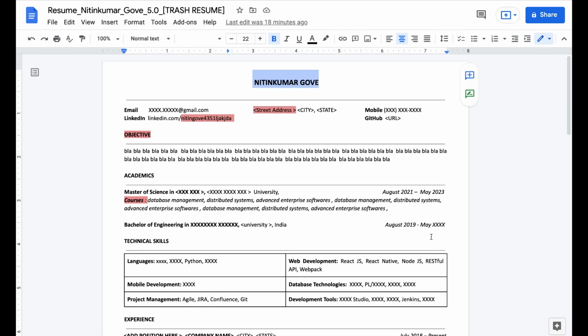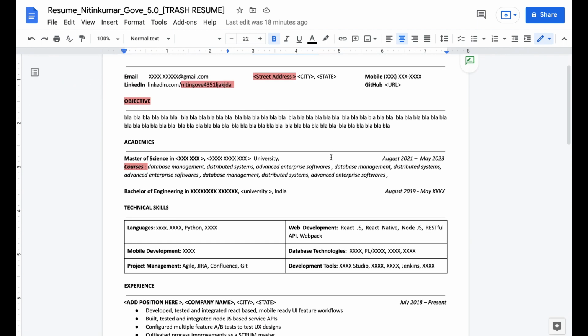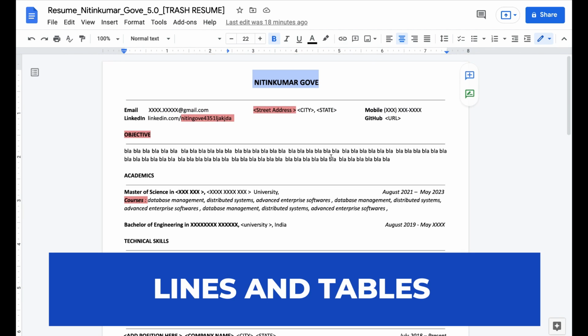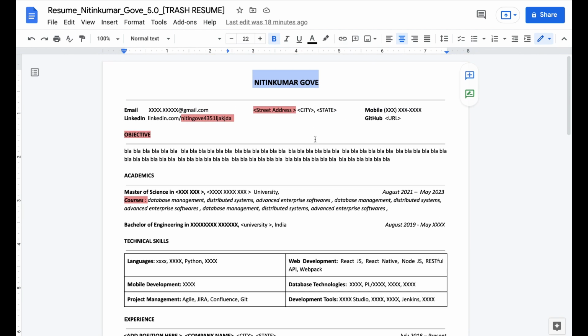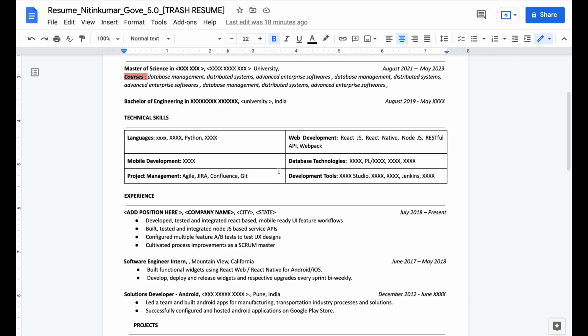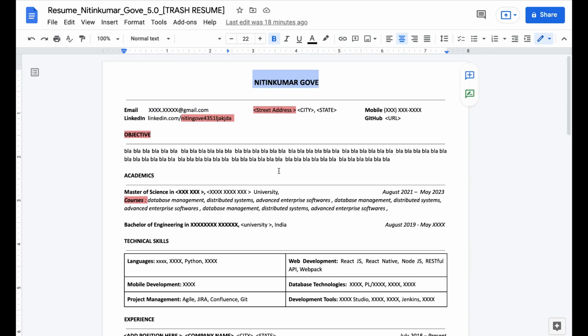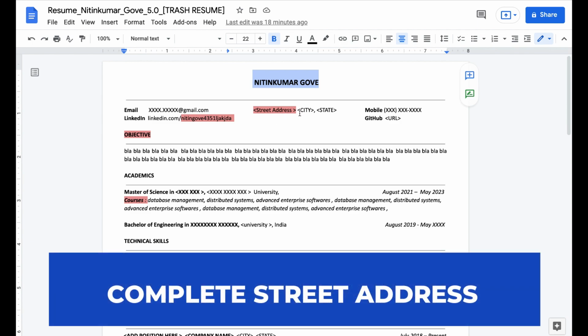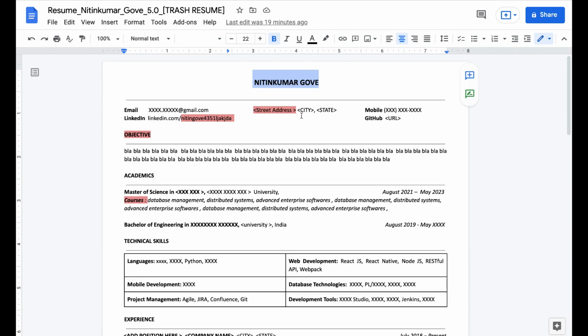Now let's start from the top. The third thing that really puts the recruiters off is these lines and tables in your resume. This really compartmentalizes your resume, and it doesn't really look visually good. So if you have tables in your resume, definitely remove them right now. Moving on, I see a lot of people adding their whole street address in their resumes. I mean, it's not even required. No one really cares about where you live.